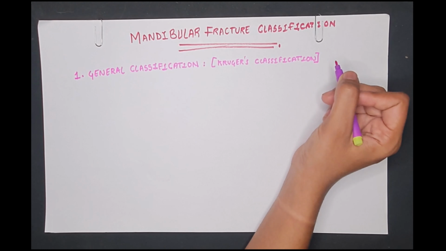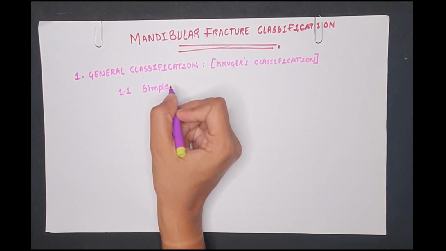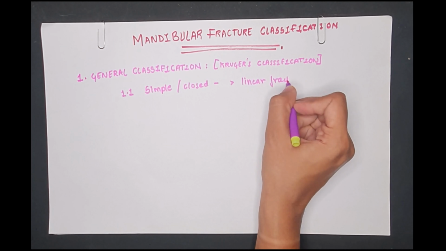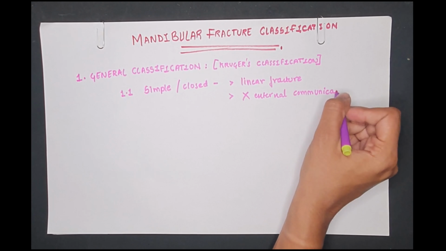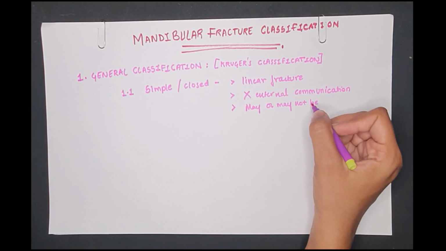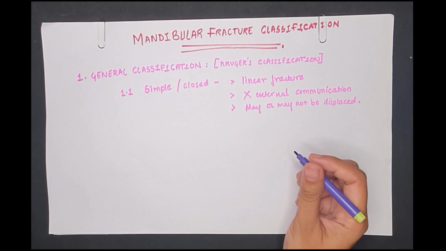There are 7 on the basis of general classification. The first one is simple or closed. These are linear fractures, which do not have external communication, and they may or may not be displaced. For example, fracture in the region of the condyle, coronoid process and ascending ramus, etc. They do not have an external communication. The fracture is within the oral cavity or within the skin.